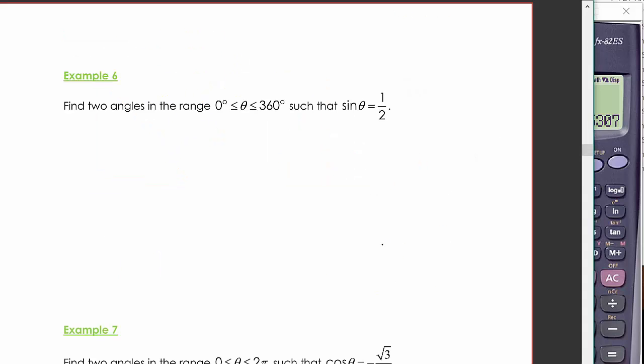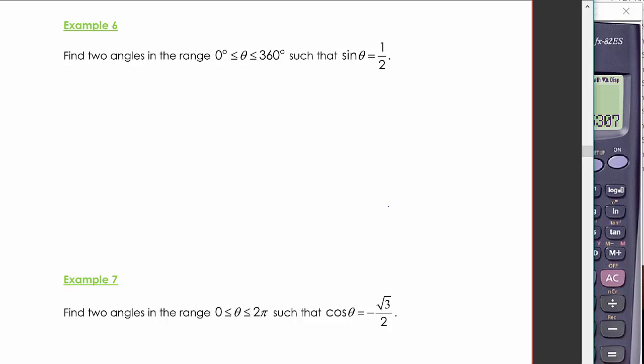So let's move on and actually look at an example. Find two angles in the range 0 to 360 so that sine theta is a half. The principal value of that is 30 degrees.